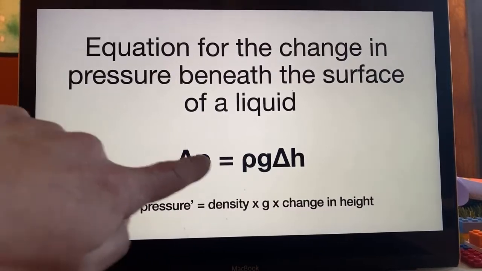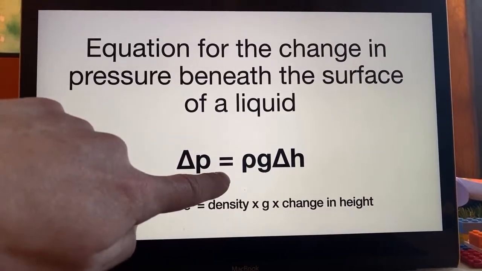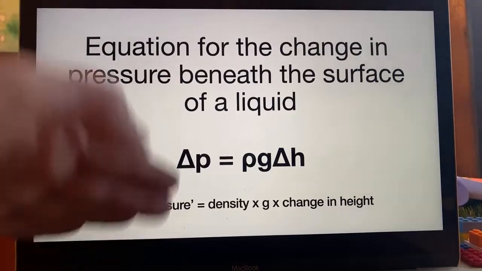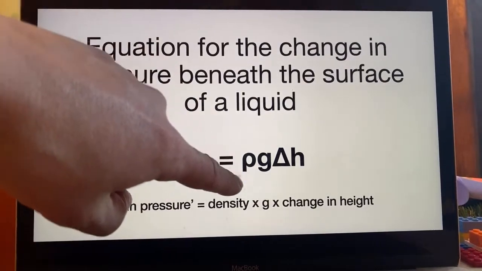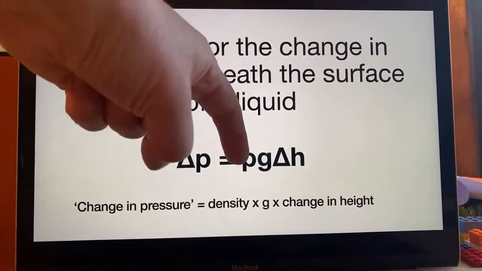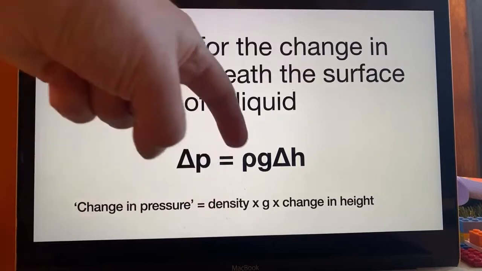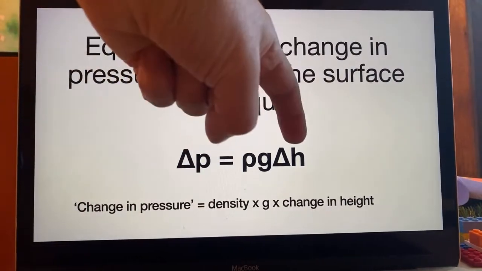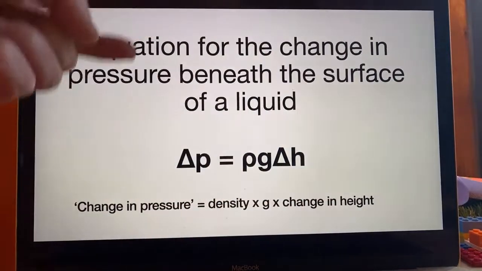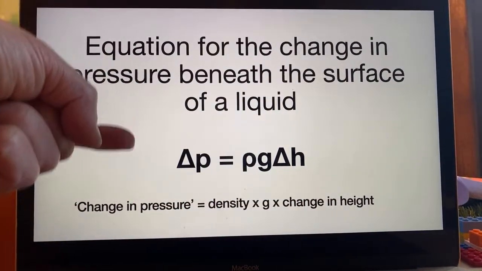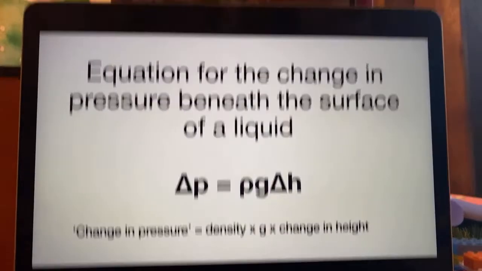So change in P means change in pressure. The change in pressure from, say, the top of a lake to the bottom of a lake is equal to, careful, that's not a P, that means density. You remember we've done a lesson on density already, so that's the symbol rho. The density of the liquid times little g times the change in height. So in this case, height would be the depth, right? It would be like whether you were 0 meters below or 2 meters or 3 meters.